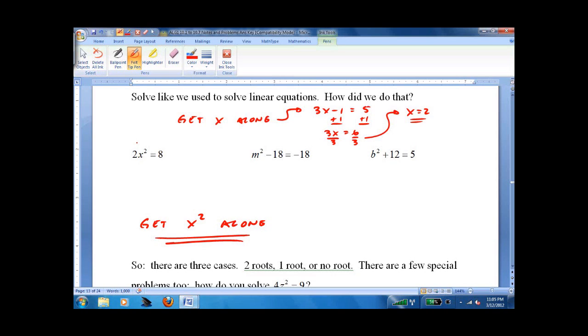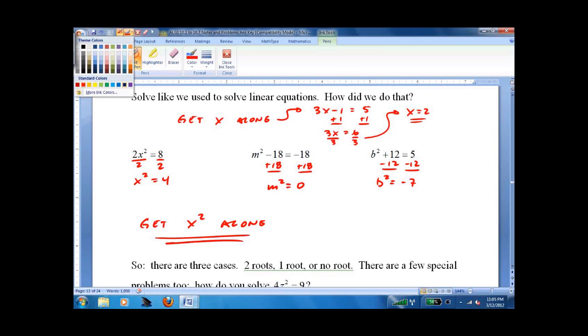And I'll show you how to solve that. So for this one, divide by 2. X squared equals 4. I'll come back to that. Add 18. M squared equals 0. Subtract 12. B squared equals negative 7. Now, that of course is not the end.